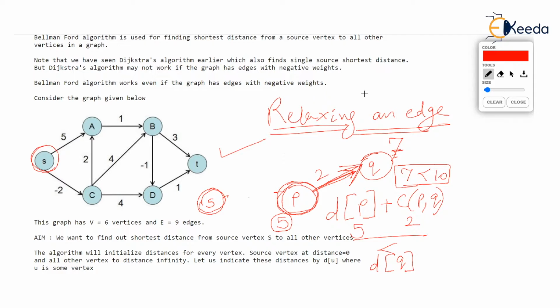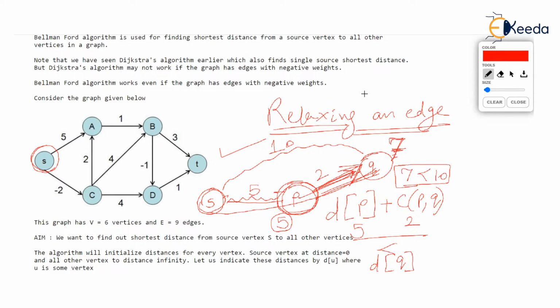So earlier, S and Q were reachable in some way using a distance of 10. But now we are saying that it is better to go from S to P at a distance of 5, and from this distance of 5 add 2. That will take you to Q from S itself. From S we are reaching Q, isn't it? At a distance of 7.